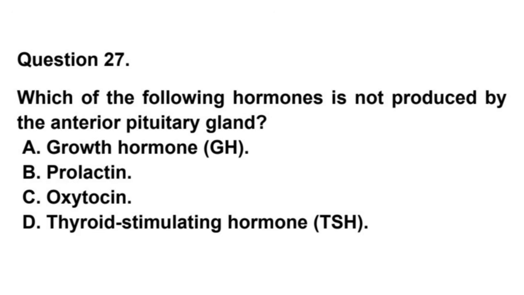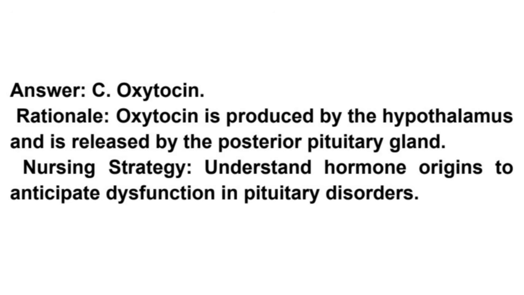Question 27. Which of the following hormones is not produced by the anterior pituitary gland? A. Growth hormone, GH. B. Prolactin. C. Oxytocin. D. Thyroid stimulating hormone, TSH. Answer: C. Oxytocin. Rationale: oxytocin is produced by the hypothalamus and is released by the posterior pituitary gland. Nursing strategy: understand hormone origins to anticipate dysfunction in pituitary disorders.